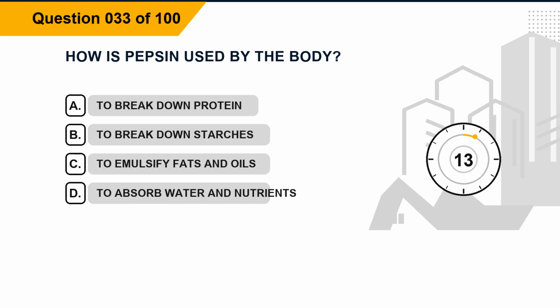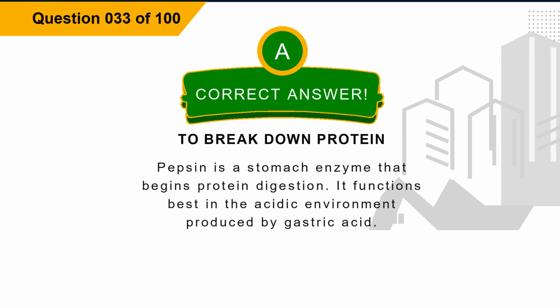Question 33. How is pepsin used by the body? Option A, to break down protein. Option B, to break down starches. Option C, to emulsify fats and oils. Option D, to absorb water and nutrients. The correct answer is option A, to break down protein.